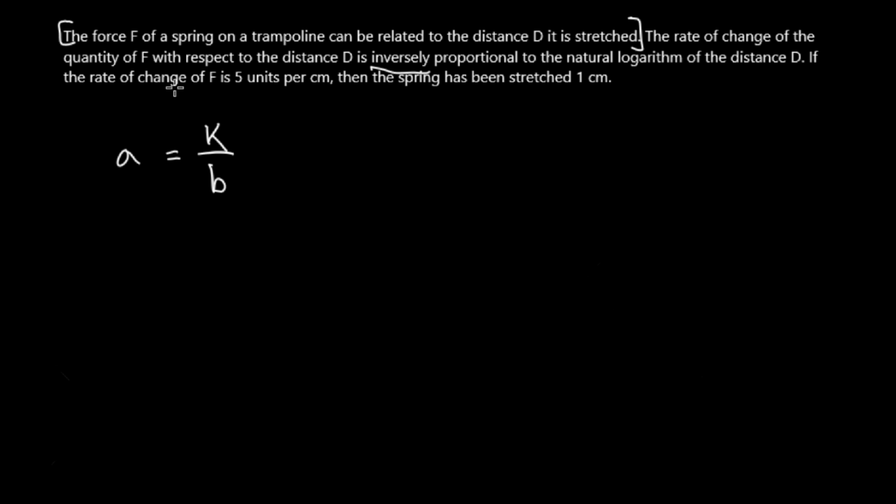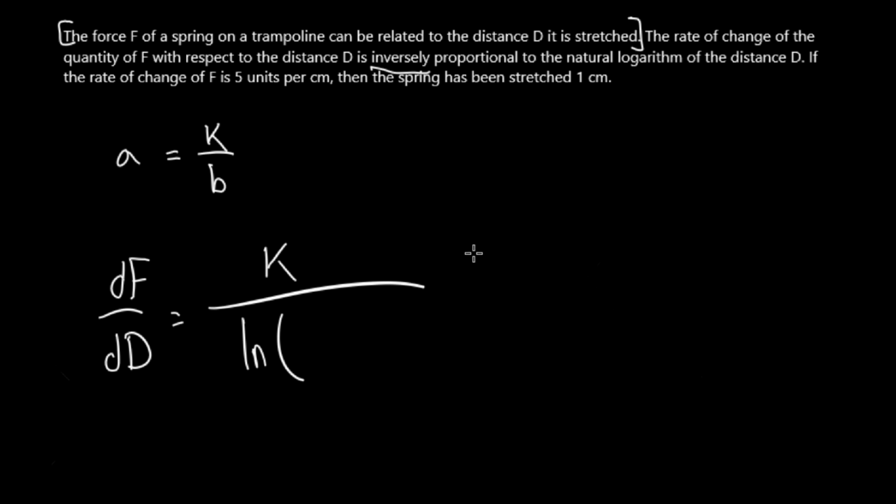If the rate of change of F is 5 units per centimeter, then the spring has been stretched 1 centimeter. Initially we're told that the rate of change of the quantity of F, so dF with respect to the distance, is going to be equal to the reciprocal of the natural log of the distance. Just as we had it at the start of the video, with inverse proportional, we're going to have k, our constant. We don't know what our constant is, so we just write k over the natural log of d, and that's our differential equation.